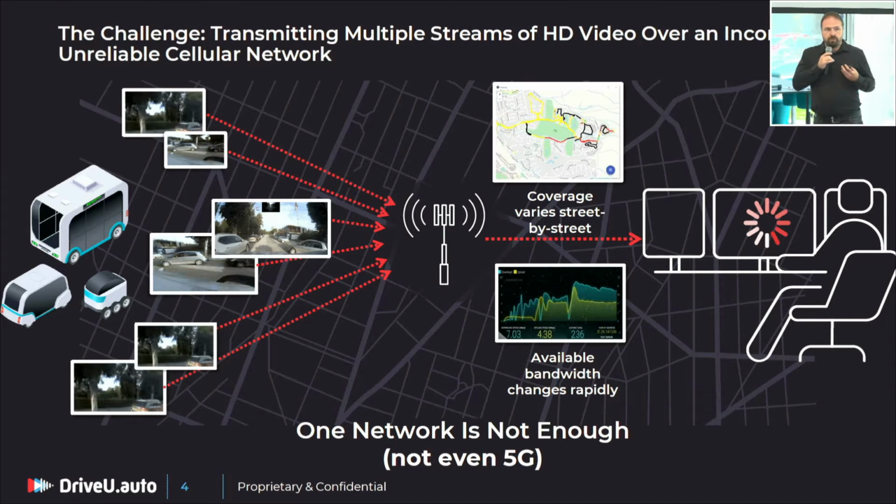And due to these high bandwidth requirements, the solution may not be good enough on one network, and even not 5G, because 5G may provide you a high bandwidth network, maybe low latency, but not altogether, not low latency and high bandwidth. And now, why am I talking about latency?